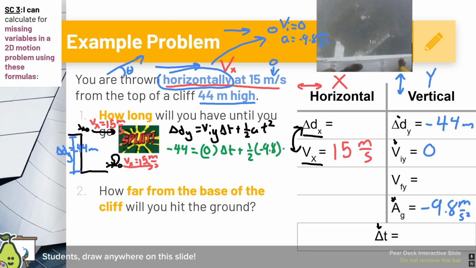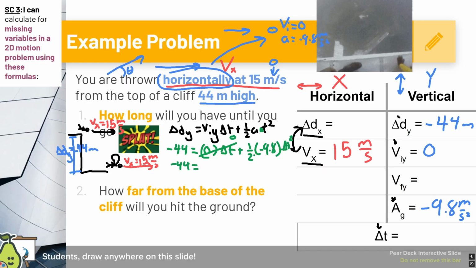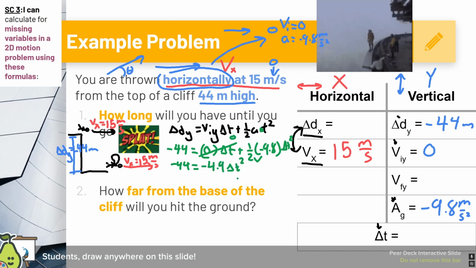Eight times t squared. Oops, forgot the little triangle. Does it matter? No, but I forgot it, so my bad. All right, from here, 0 times t. These cancel out because it is 0. 0 times anything is equal to 0. And I'm going to combine 1/2 and negative 9.8. And I'm going to get negative 4.9 times t squared.